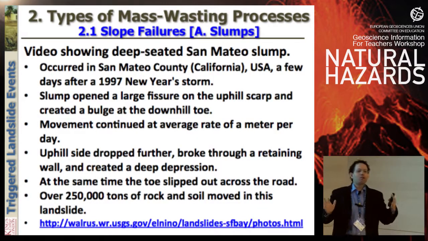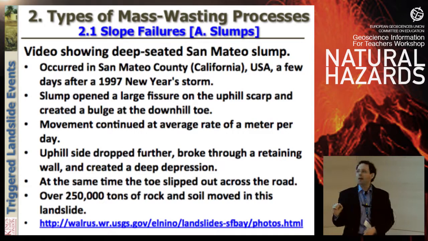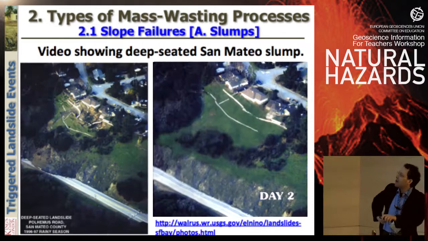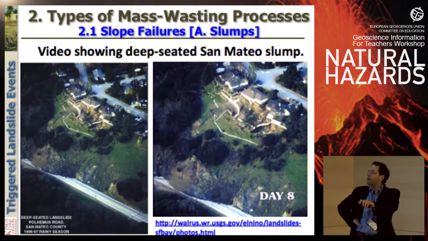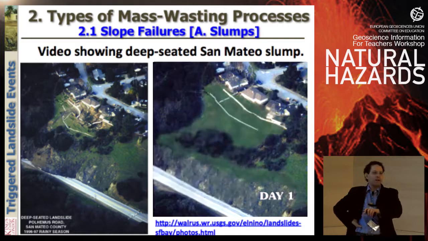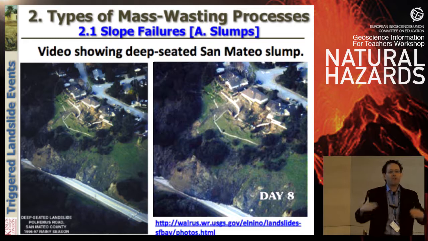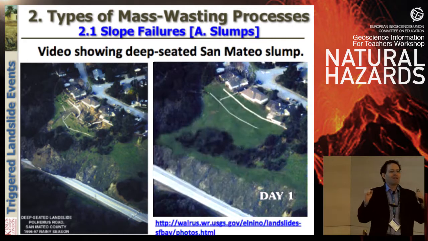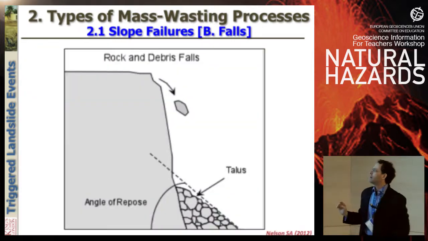The next one I'm going to show you a video. All the details are here. This occurred in San Mateo County. This is another slump, and you can see the slump coming down over the course of 6 or 7 days. And this is quite a spectacular example of a slump. They knew it was going to happen. They could see signs beforehand, and so they started to monitor it.